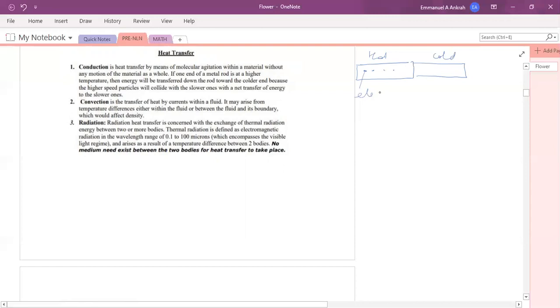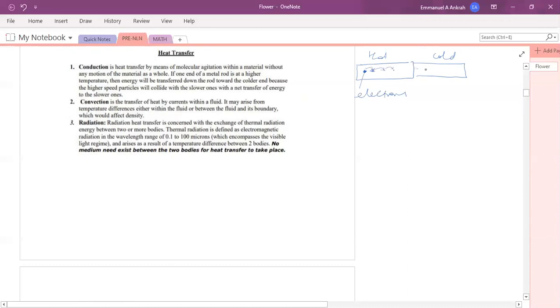So these are the electrons. The whole metal doesn't move. But what happens is that the electrons gain energy. The temperature changes their energy. So when they change energy, they vibrate and hit each other. And as they bombard each other, they transfer energy from the hot one to the cold one. There's a transfer of energy. And that's what happens.